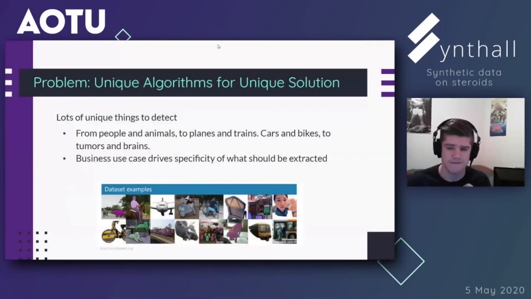Because there's a lot of things to detect, from people and animals to planes and trains, cars and bikes, to tumors and brains. I actually didn't mean that to rhyme, but I kept it when I noticed it rhymed because that was funny. And businesses' use case drives the specificity of what a network needs to detect, right?